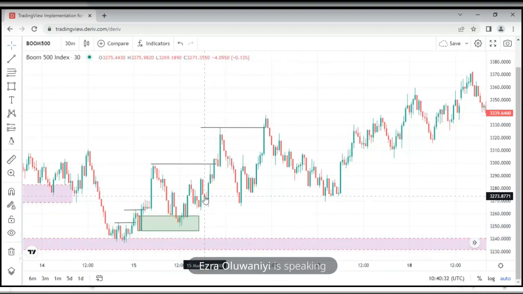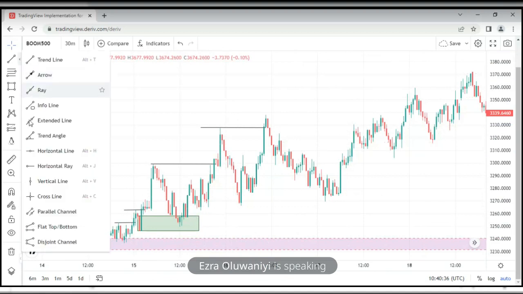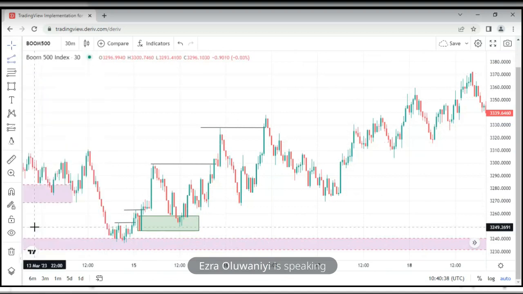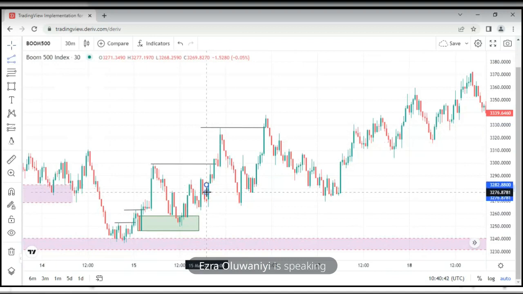First thing to spot is where is imbalance. Boom. You mark your imbalance first, irrespective of anything. That's how I do my stuff. Then your liquidity follows. So this is imbalance here.